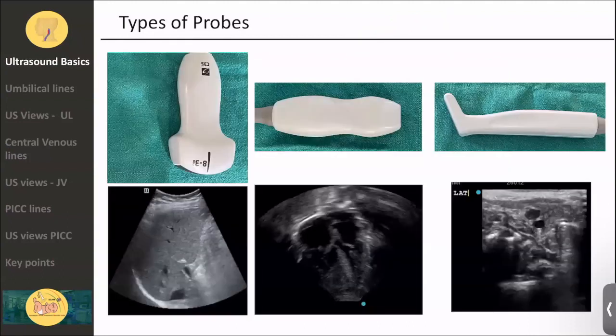So these are the types of probe which have been discussed, so I don't want to discuss it more. However, with the linear probe, this is how you see the jugular veins. The lateral one is the vein and the medial one is the artery. So remember this relationship of jugular vein to carotid artery: the artery is the carotid artery and this is the jugular vein. The relationship is opposite to that of femoral vein and artery.